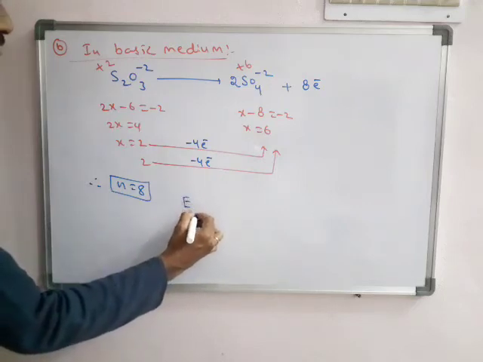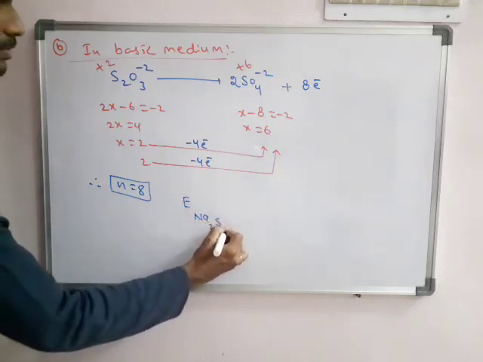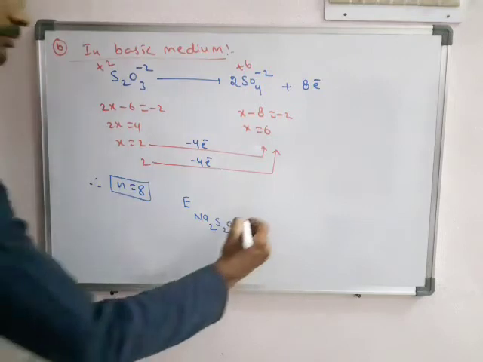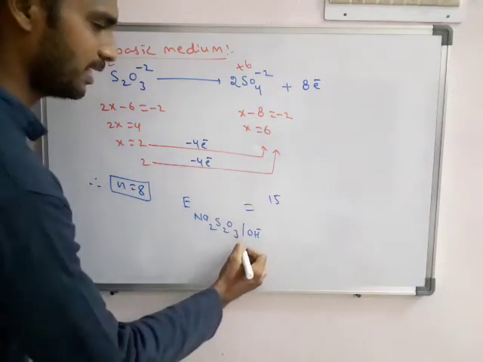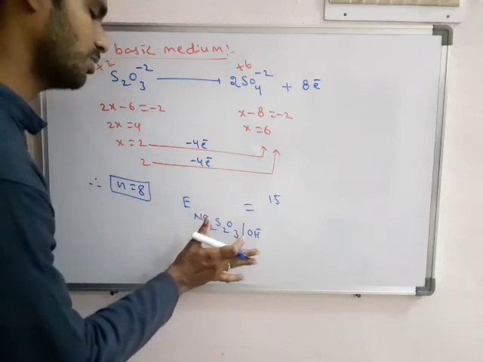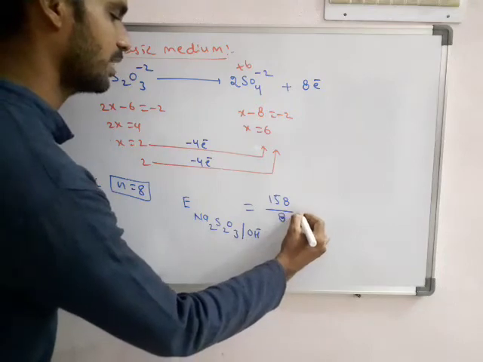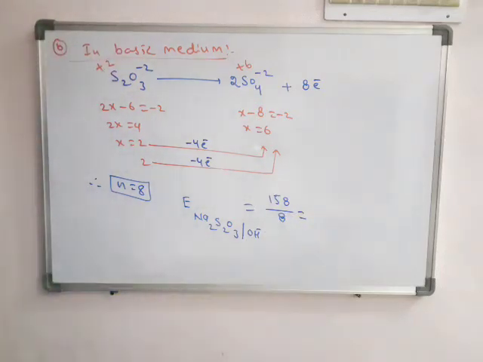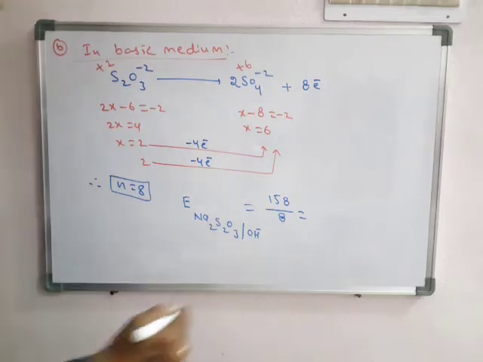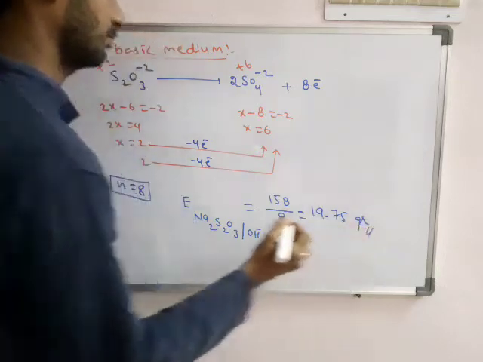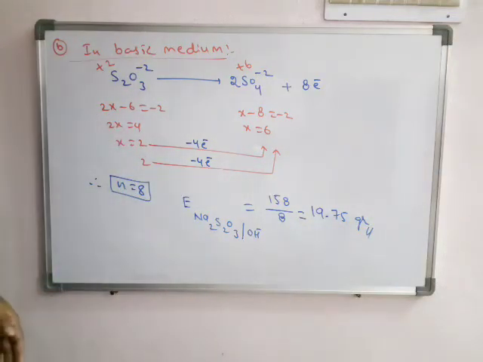So the equivalent weight of sodium thiosulfate in basic medium, so this oblique is not necessary, but to show the separation in acidic medium, basic medium, we wrote it like this. So 158 by 8. So the calculation, 156, okay, that is 19.75. So this is in basic medium.